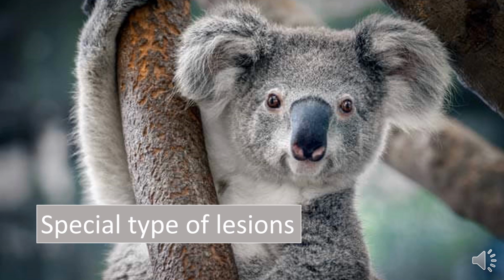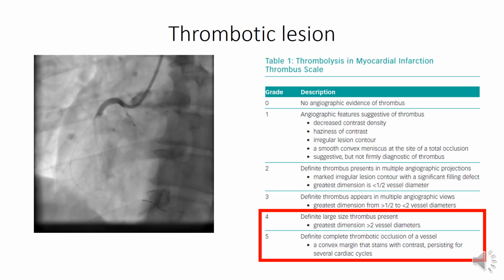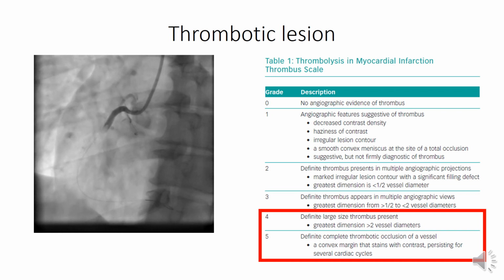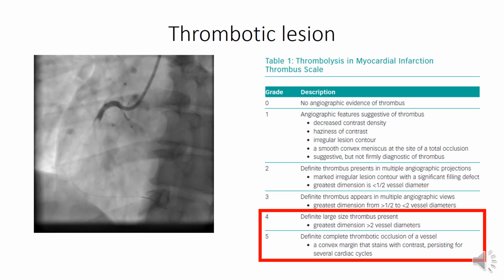Then we have special types of lesions that may mandate a different type of treatment, so it is important to recognize what happens in each lesion. First one is thrombotic lesion. If we have a primary PCI patient, we might hear the term heavy thrombus burden. Heavy thrombus burden is also assessed by the TIMI thrombus scale. TIMI stands also for thrombolysis in myocardial infarction, because it is described in this series of fibrinolytic trials.